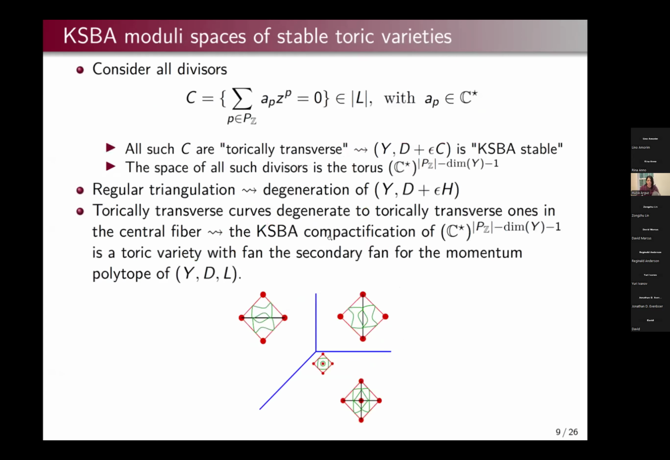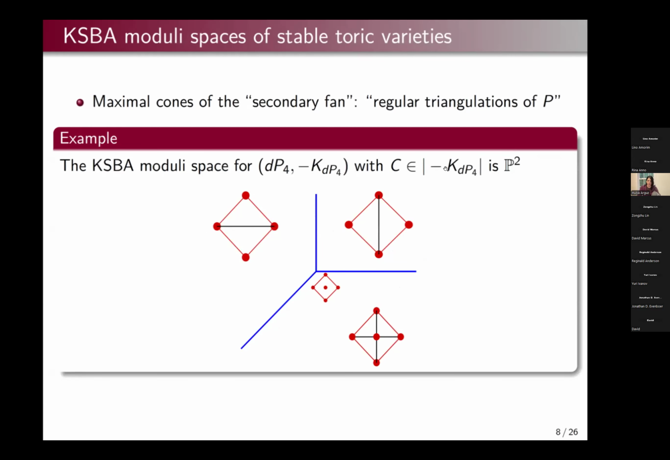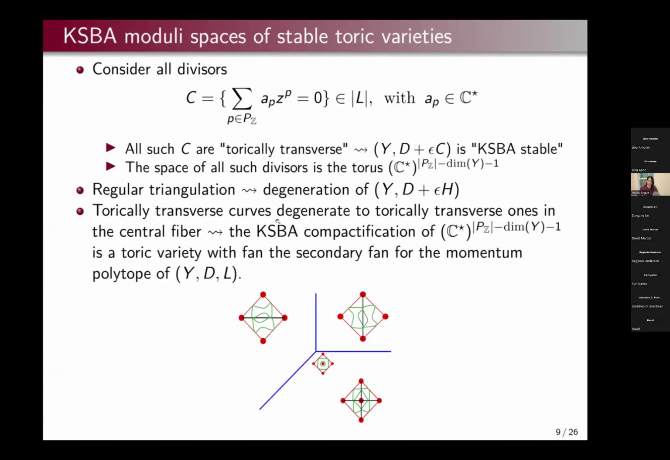Okay, so in particular, from this picture, one can deduce that if you look at the KSBA moduli space of the singular del Pezzo surface, it's going to be the toric variety P2. That's what Valery's result says.